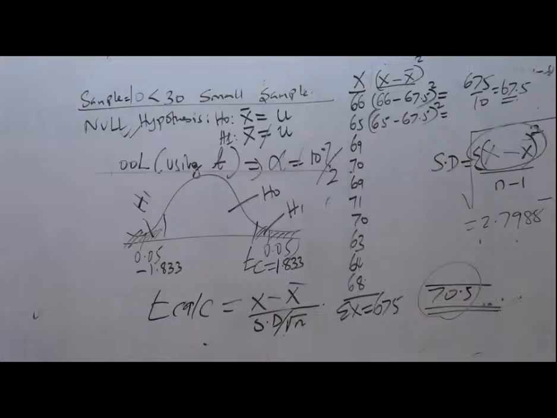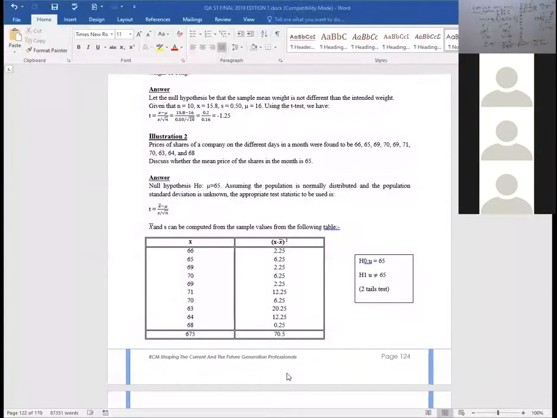Boru, what is the population mean? The population mean is what we believe, right? Our belief is that the mean price for the whole month is 65. We are told, discuss whether the mean price of the shares in the month is 65. So this monthly mean is our mu, 65.